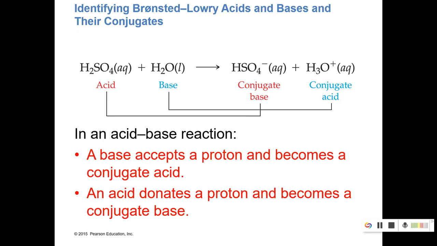All right, so here's another example. The base accepts a proton and becomes a conjugate acid. So you add a hydrogen, and the acid donates a proton and becomes a conjugate base. So you remove that hydrogen.